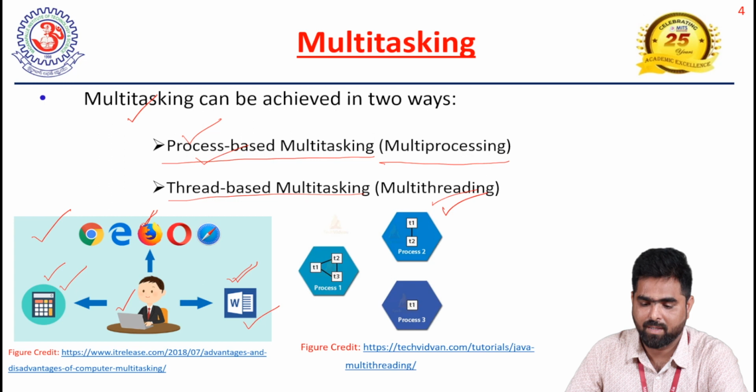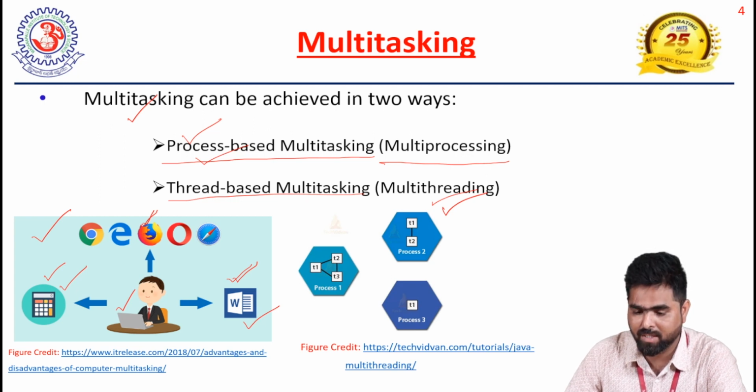As we discussed, in a single process we have multiple threads. All the threads share the common memory. Here you can see the example. I have process 1 where I have thread 1, thread 2 and thread 3.